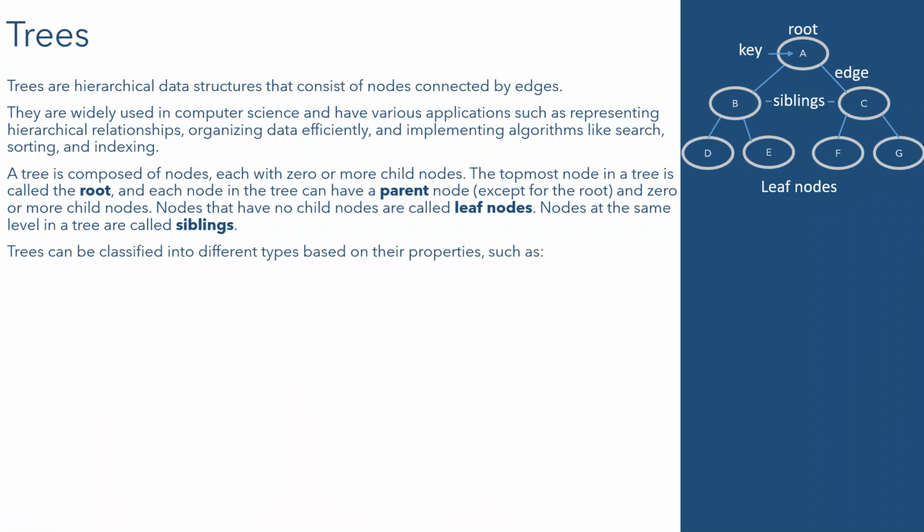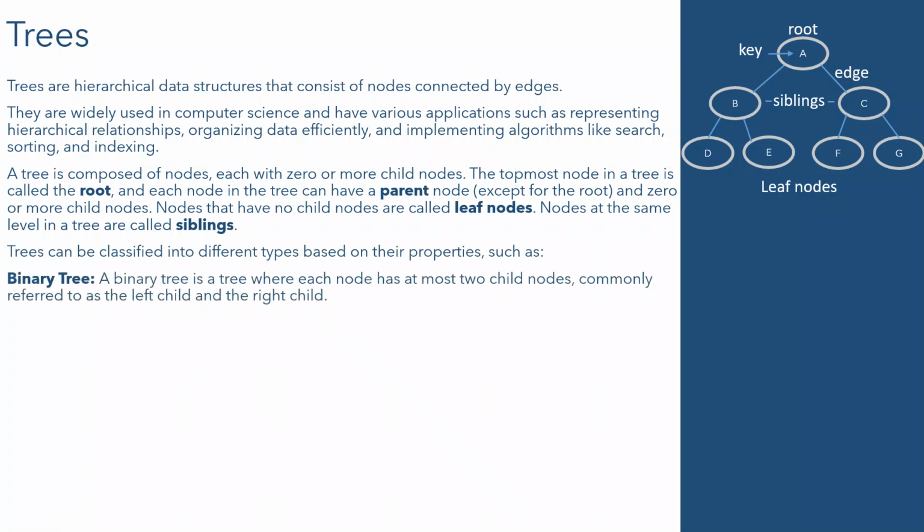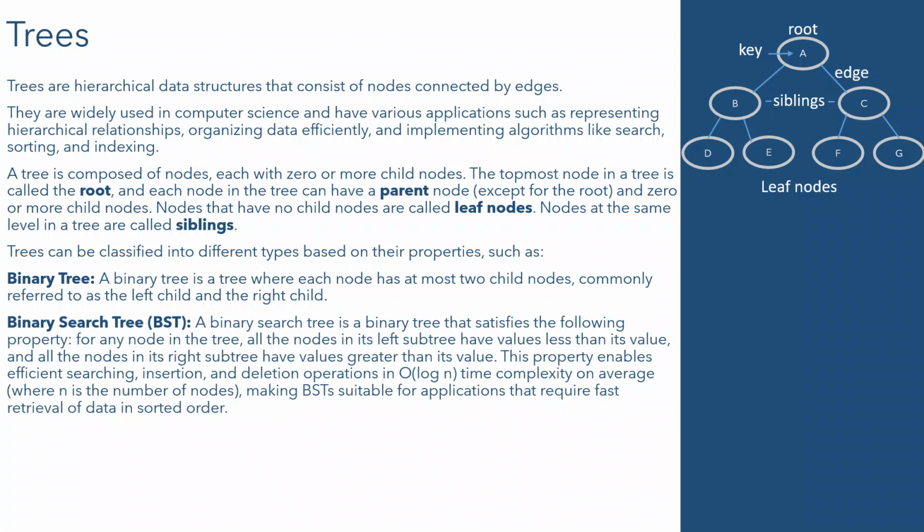Trees can be classified into different types based on their properties, such as the binary tree. What is a binary tree? A binary tree is a tree where each node has at most two children. Commonly, we represent them as a left child or a right child.